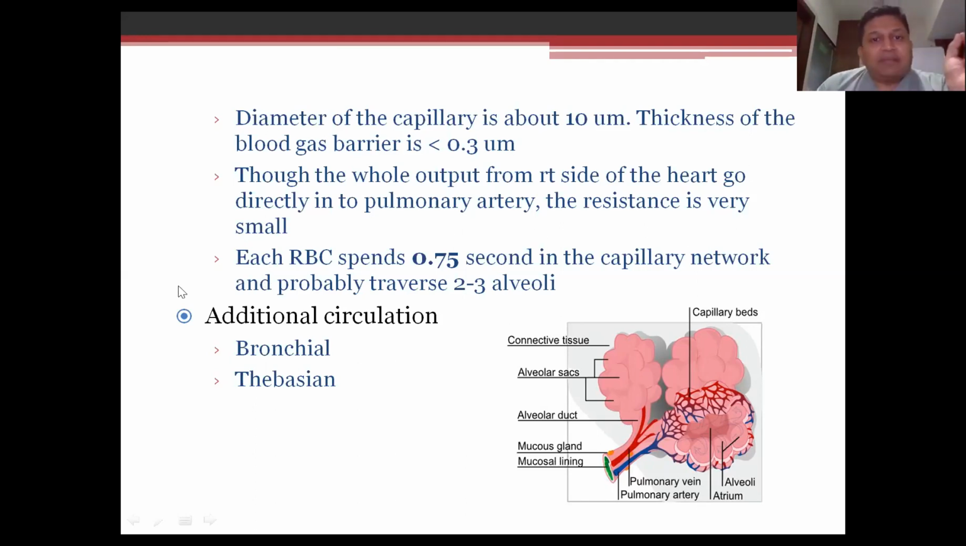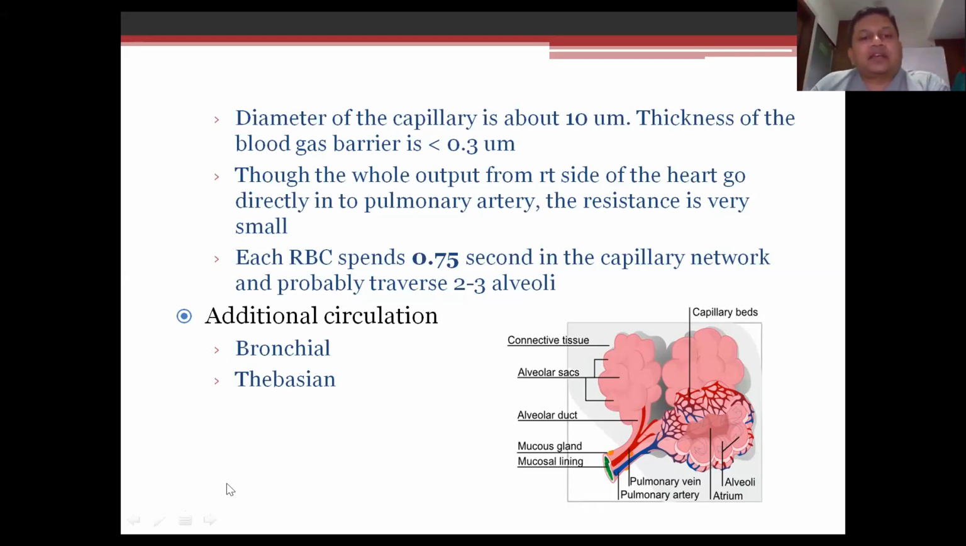Now each RBC going through the pulmonary circulation in an adult with a heart rate of 60 to 70 will spend 0.75 seconds in the capillary network and then it will come out. And during its travel, it will traverse 2 to 3 alveoli. And this 0.75 seconds is adequate for gas exchange, which we will discuss later on.